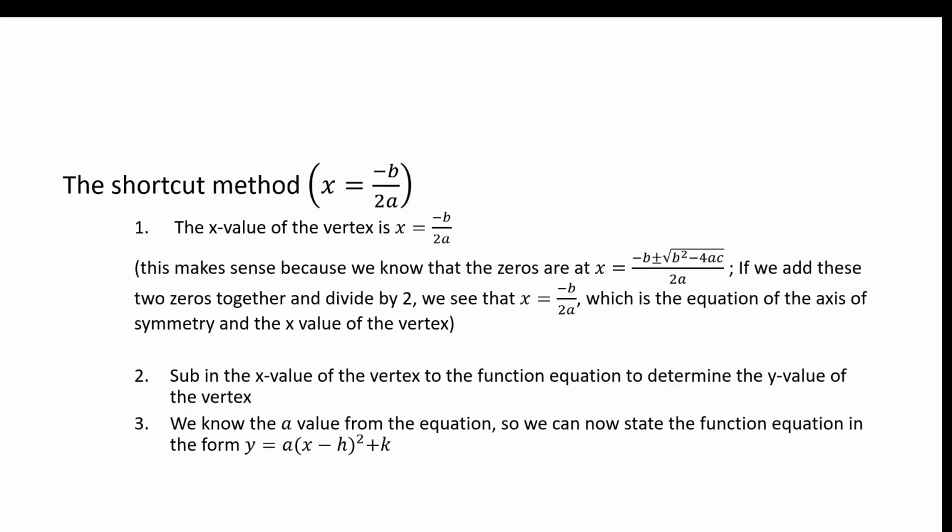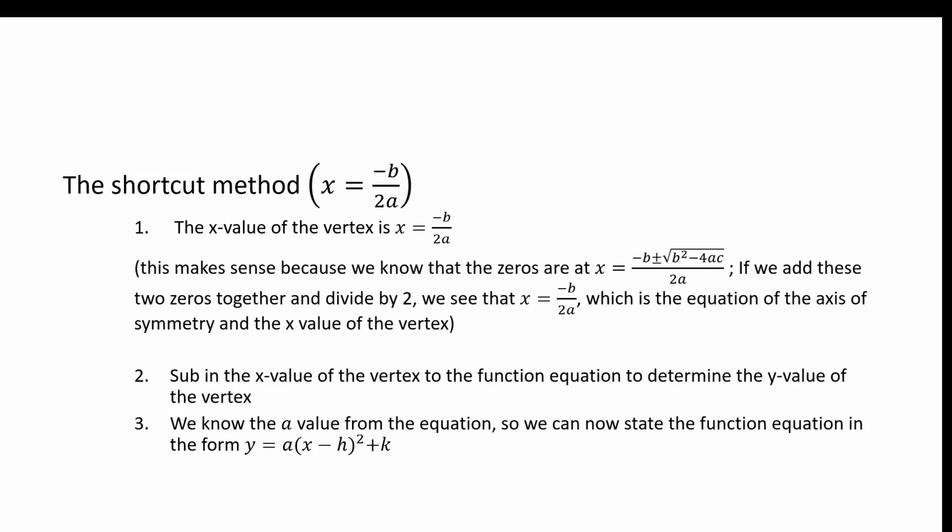And then finally we get to the shortcut method. x equals -b over 2a. The x value of the vertex will always be x equals -b over 2a. You can look at that by looking at the quadratic formula.